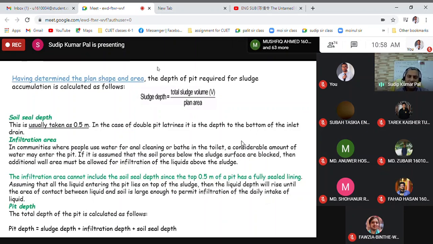Then we have the sludge depth, we have the soil seal depth, we have the infiltration depth, and these all together make the pit depth. So pit depth is basically sludge depth, plus, if there is any infiltration, the infiltration depth you have to accommodate, and then you have the soil seal. If you do not have any infiltration, it is just sludge plus soil seal. So the summation of all the depths will give you the total pit depth.